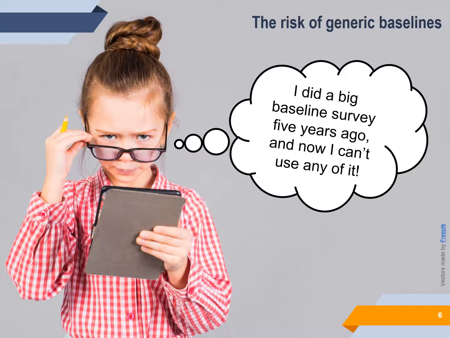We mentioned baselines before, so I wanted to briefly return to the topic here. This picture depicts a common problem. Programs do a big baseline survey at the beginning of their project, and then find that they can't use any of the findings. And this happens for two main reasons. Either the baseline survey did not collect the right information, because programs did it before they put together their results chains and indicators. And sometimes the baseline survey didn't ask the right people because it was too early in the intervention to know who their target group were.